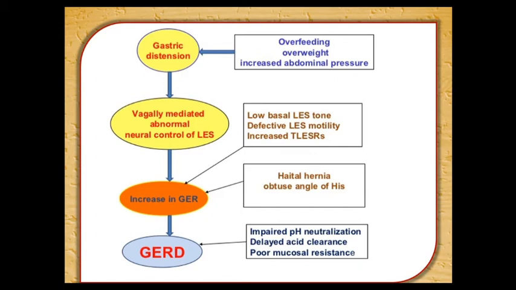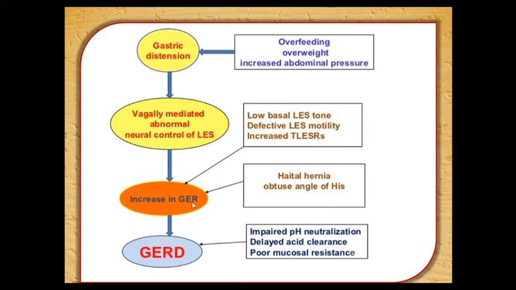So this is vagally mediated and causes abnormal neural control of the lower esophageal sphincter. This will lead to an increase in gastroesophageal reflux. This is regarded as an internal cause, and the external or additive causes, like hiatal hernia or an obtuse angle of His, could lead to a further increase in gastroesophageal reflux.